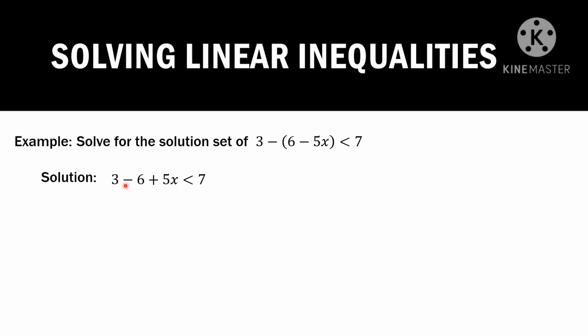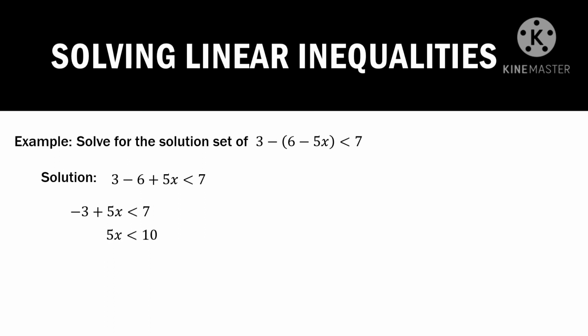Then, we have to simplify 3 minus 6, that is equivalent to negative 3 plus 5x is less than 7. Then, we have to eliminate this negative 3 in the left side of the inequality. So, mag-a-add tayo, magkabilang side, we add both sides of the inequality by positive 3. Okay, so we have now 5x is less than 7.